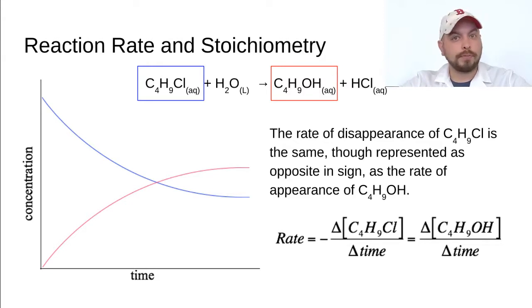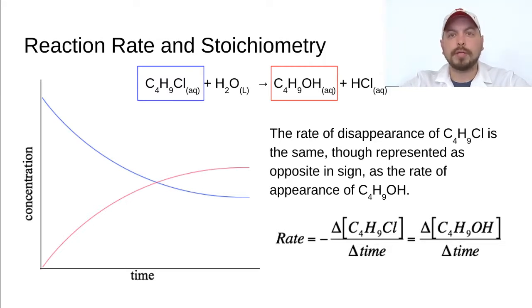But be careful. I told you in the last video that rates of reactions are always positive, but that does not mean the rates of change of reactants and products are. Reactants go down in concentration. That's a negative change. Products, meanwhile, go up in concentration. That's a positive change. So the rate of change of butyl chloride and the rate of change of butanol will be the exact same magnitude, a 1-to-1 relationship because of their stoichiometric relationship, but the butanol will be a positive value of change, whereas the butyl chloride will be a negative value of change.